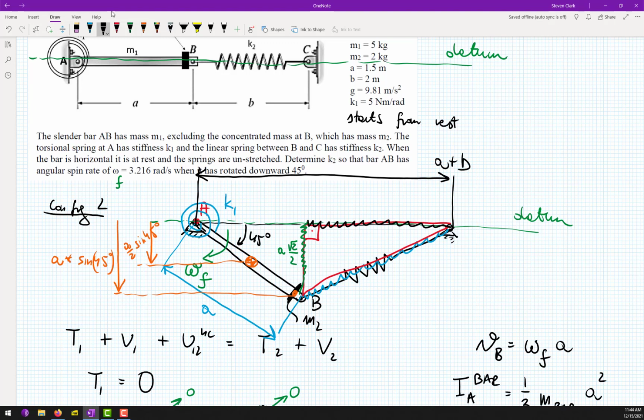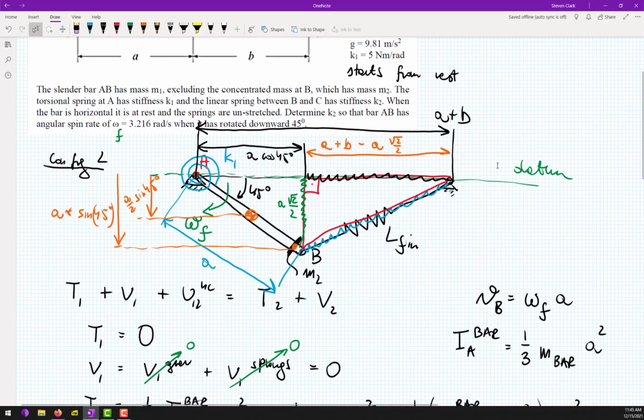Yes, Christina? Yes. And Christina observed that this distance is A cosine 45 degrees. Yes. So that means that this distance will be A plus B minus A square root of 2 over 2, yes? Because cosine 45 degrees is also square root of 2 over 2.